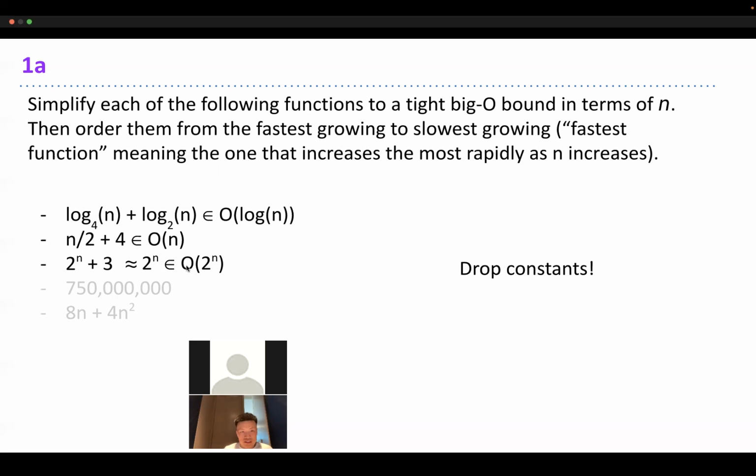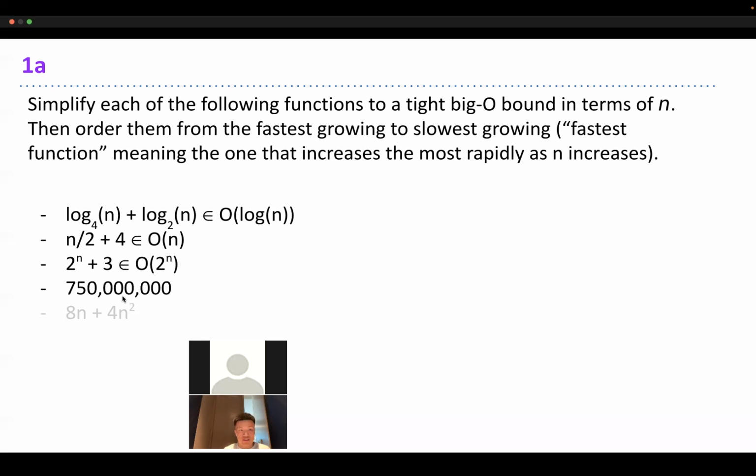And if you noticed, this is order 2 to the n. This value 2, if it was like 3 to the n, that would be a totally different complexity class. It's still considered exponential, but 2 to the n and 3 to the n clearly grow at very different rates. So this number right here is going to be its own complexity class if it changes. So if it's 3 to the n, that's going to be a different complexity class than what it is now at 2 to the n. But either way, it's exponential.